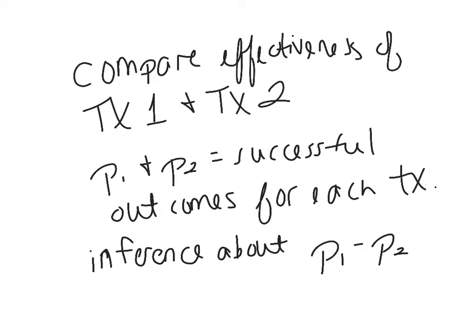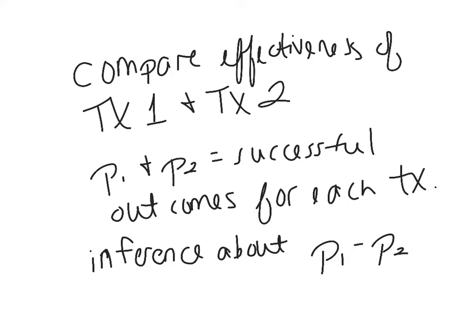So in chapter 10, we're going to move on to two samples instead of doing a one sample confidence interval or a one sample significance test. We're going to do two sample intervals and two sample significance tests. And we're going to start with proportions.